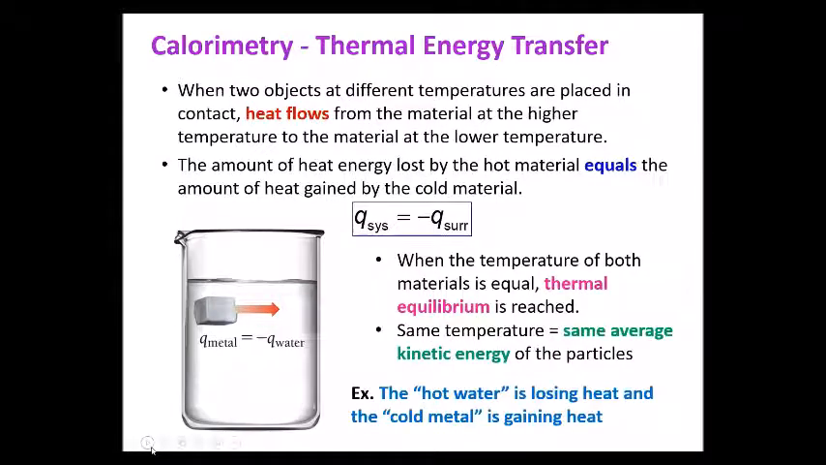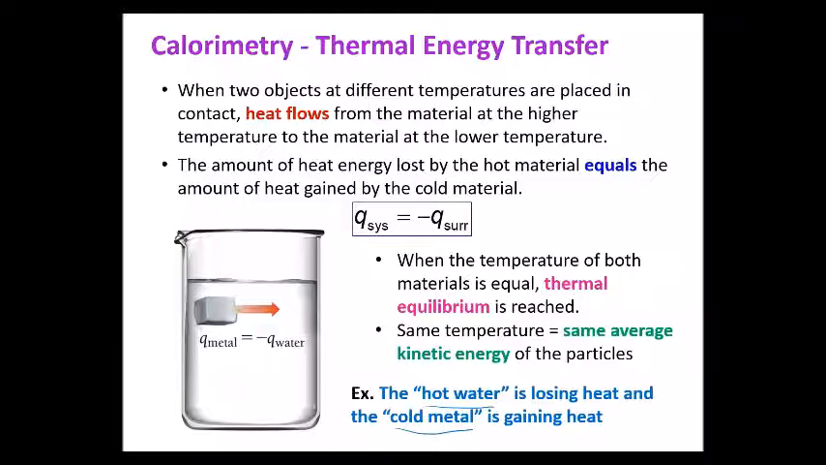In this particular example of the picture here, we're showing the metal being dropped into the water. Now, I can surmise that the water is the hot of the pair and the metal is the cold of the pair because there's the negative sign in front of the water. So the heat is being lost from the water and being gained by the metal, and they're colliding with each other until they reach that thermal equilibrium and reach that one temperature for both substances.